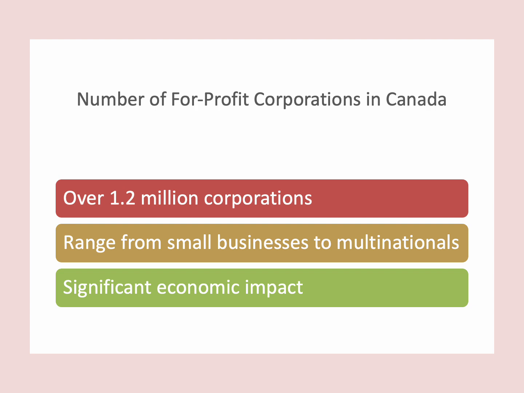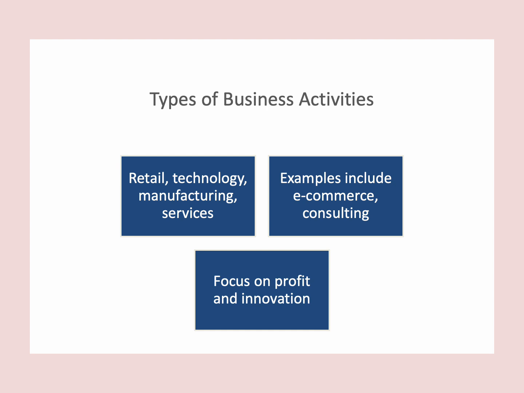This overview aligns with course objectives by illustrating the scale of for-profits, equipping you to navigate Canada's business landscape and establish corporations that contribute to economic growth with integrity. This slide transitions to types of business activities, where we'll explore operational scope. Following our overview of for-profit prevalence, let's explore the types of business activities undertaken by for-profit corporations in Canada.